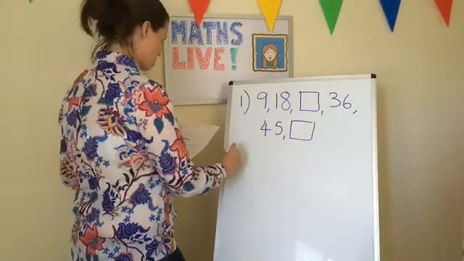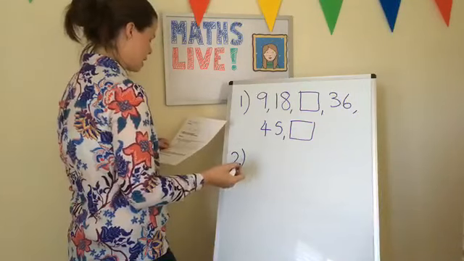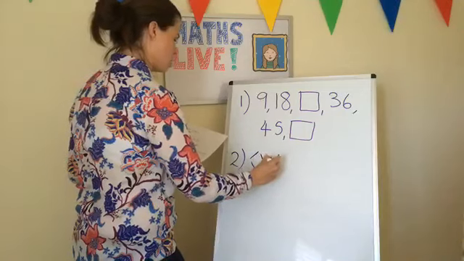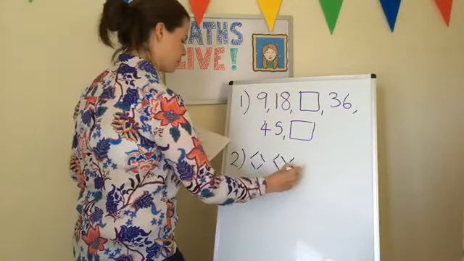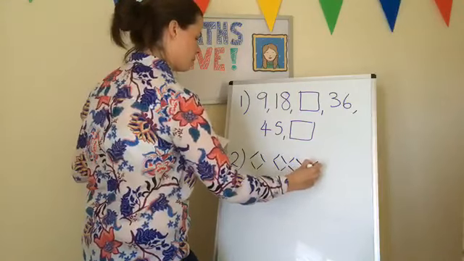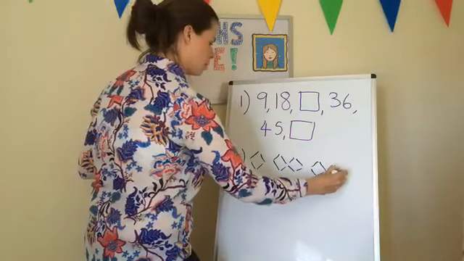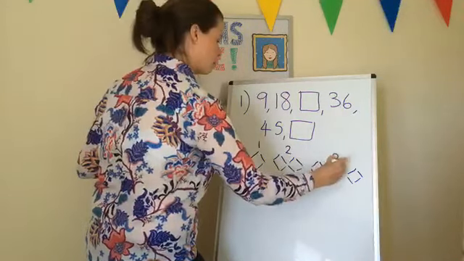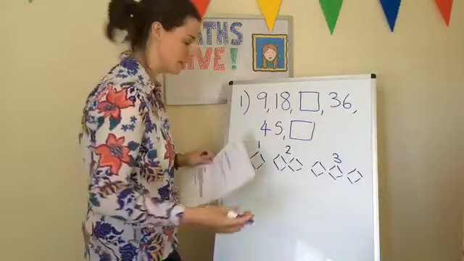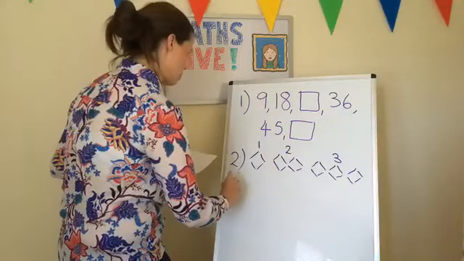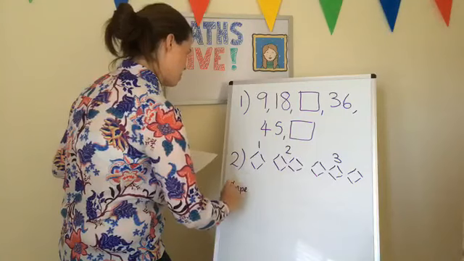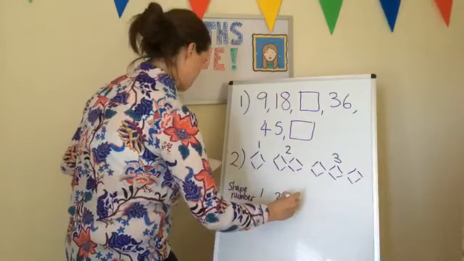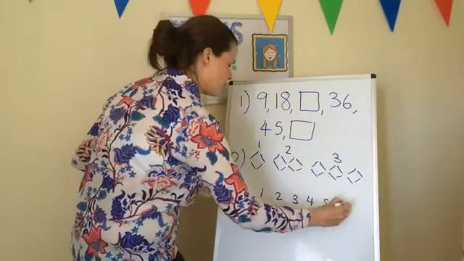Question 2 was complete the table. So you had shape 1, shape 2, and shape 3, and it asked you to complete the table. So we had shape, number, and that was 1, 2, 3, 4, 5, and then it jumped to 10.